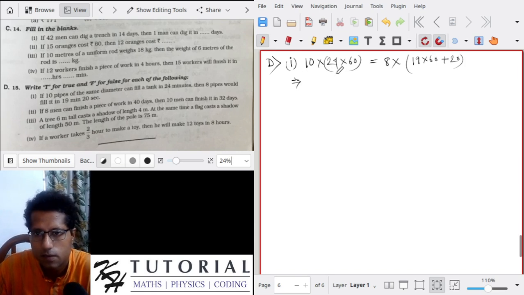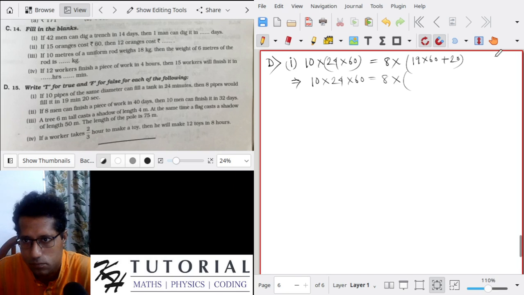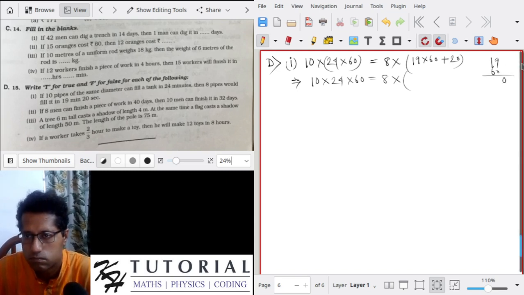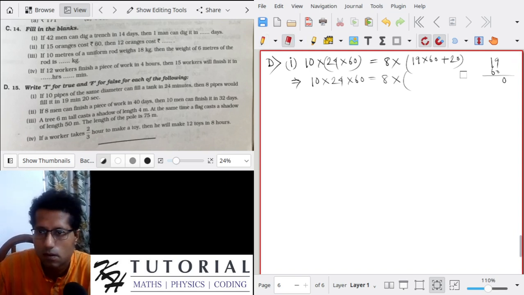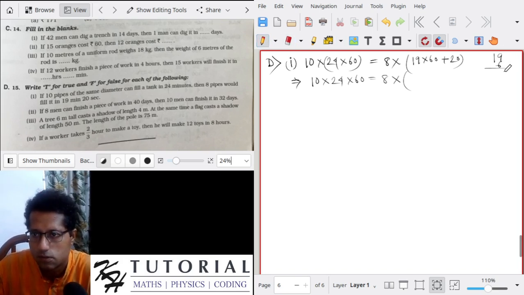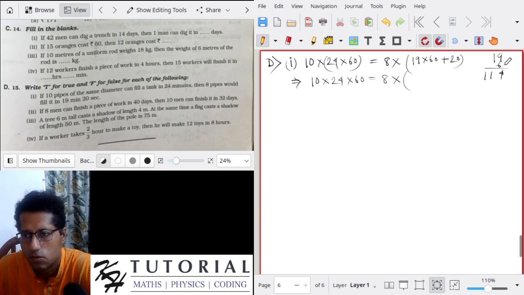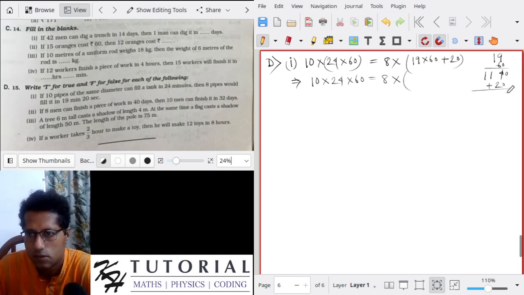This implies that 10 into 24 into 60 should equal the right hand side. Let's see what the right hand side is. How much is 19 into 60? 19 into 6 is 114, so 19 into 60 is 1140, plus 20. So this is 1160.